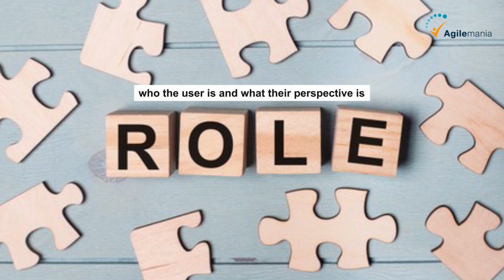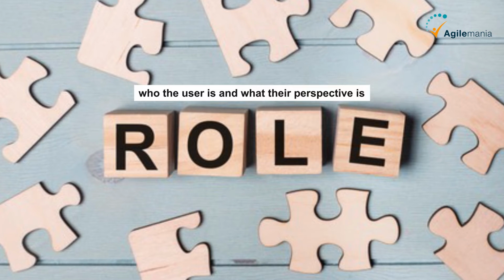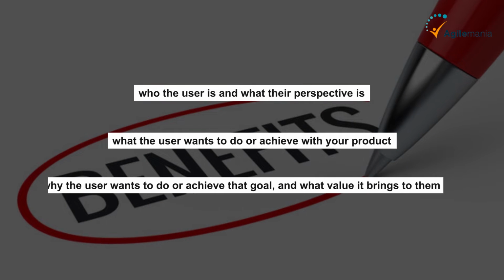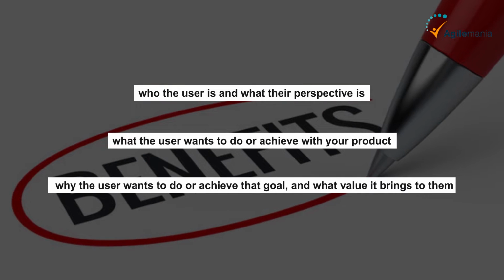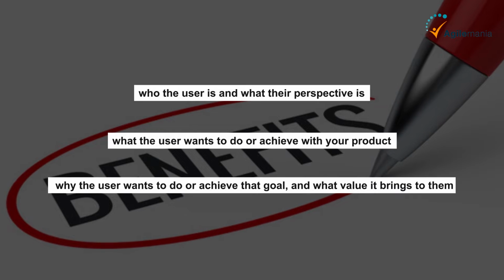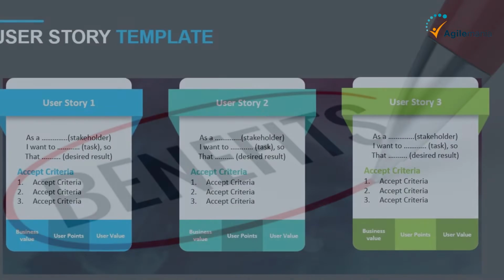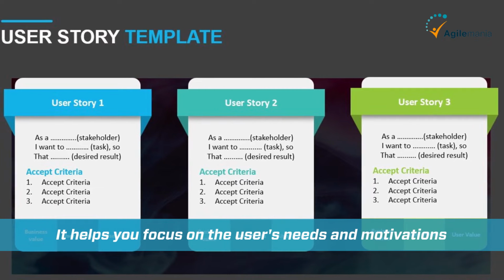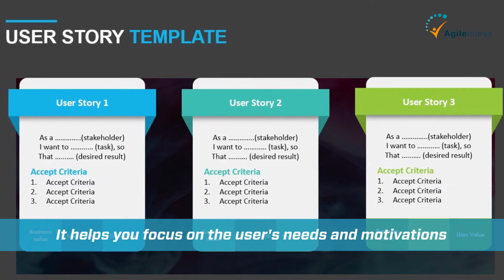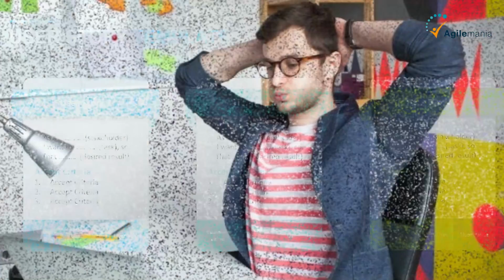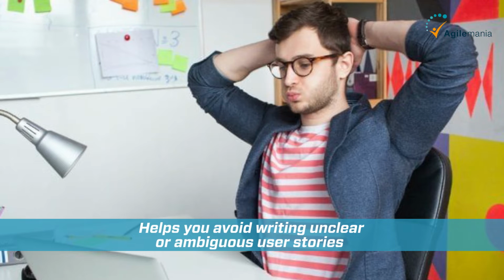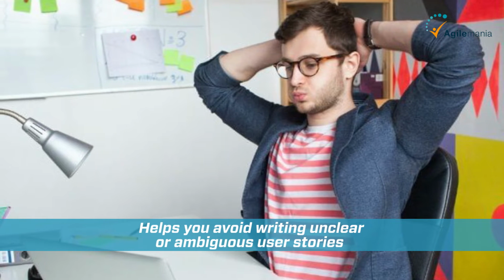The role defines who the user is and what their perspective is. The goal defines what the user wants to do or achieve with your product. The benefit defines why the user wants to do or achieve that goal, and what value it brings to them. Using a user story template helps you focus on the user's needs and motivations, rather than on the technical details or specifications of your product. It also helps you avoid writing unclear or ambiguous user stories that could lead to confusion or misunderstanding.